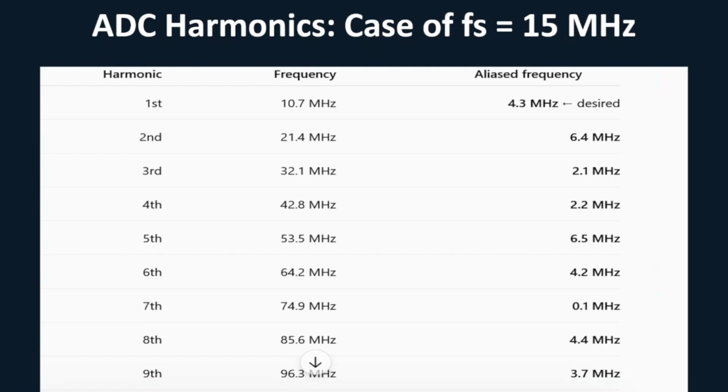So if you go to 15 megahertz, the signal will alias to 4.4, okay, so it's 4.3, and you have the 8th harmonic aliases to 4.4, so you have only 100 kilohertz away from the center frequency. So that's probably not a good choice. It's a very bad choice.